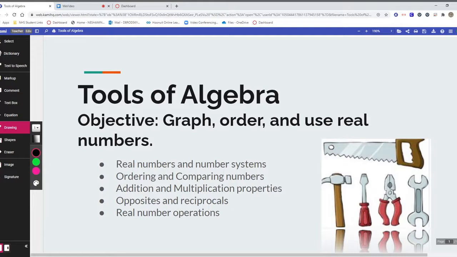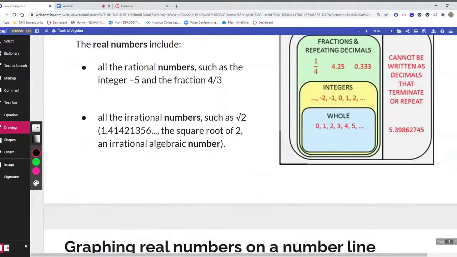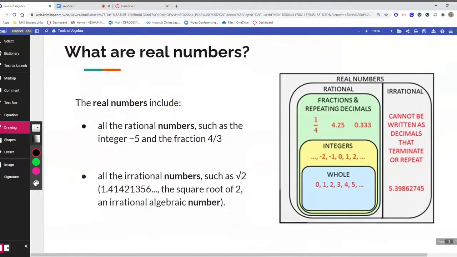The objective, we're going to graph, order, and use real numbers. So we're going to look at the real number system. We're going to order and compare numbers. And then today we'll actually do the opposites and reciprocals. For tomorrow, part two of this lesson, we'll do the properties and we'll do the real number operations. So for today, we're going to start with what are real numbers.